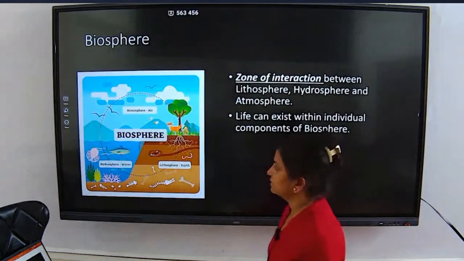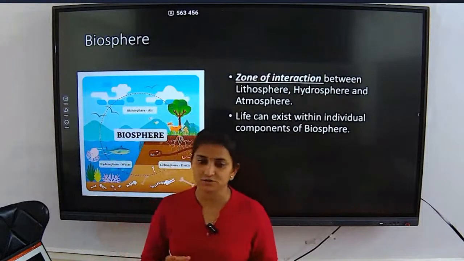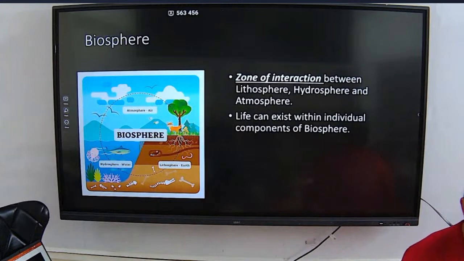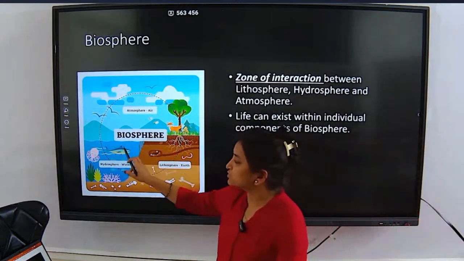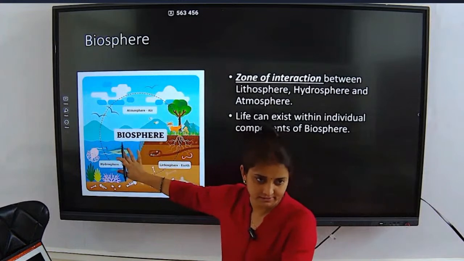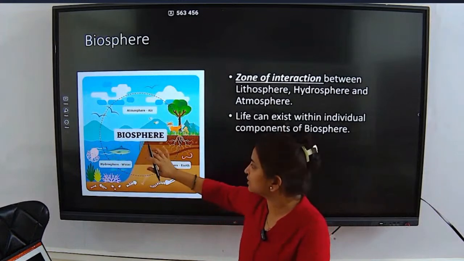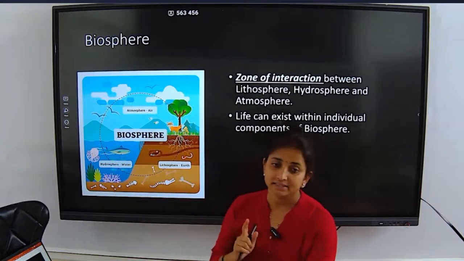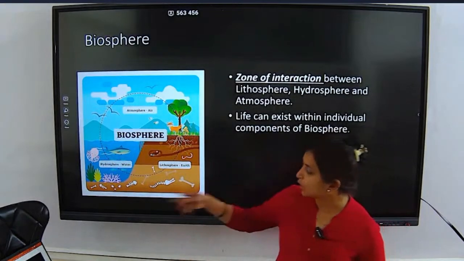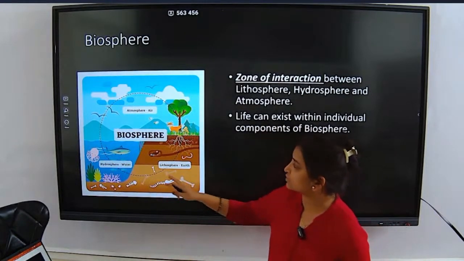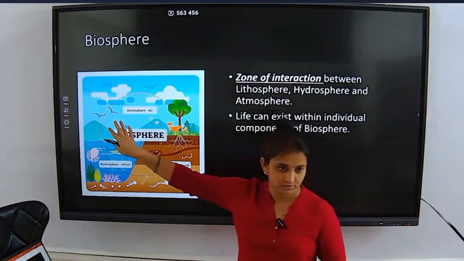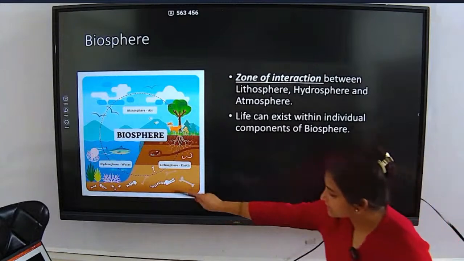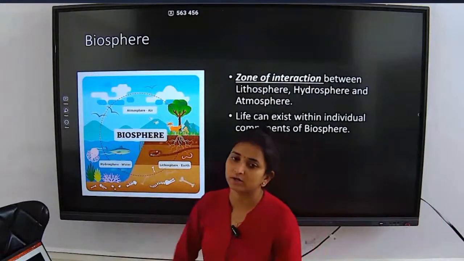Now coming to biosphere. So biosphere basically refers to the junction of lithosphere plus hydrosphere plus atmosphere. We are calling this the biosphere because the possibility of life is here. There is a greater chance of life at the junction of atmosphere, hydrosphere and lithosphere. But there can be life present purely in hydrosphere, purely in lithosphere and purely in atmosphere. Can you give me any example of life existing purely in hydrosphere, purely in lithosphere or purely in atmosphere?